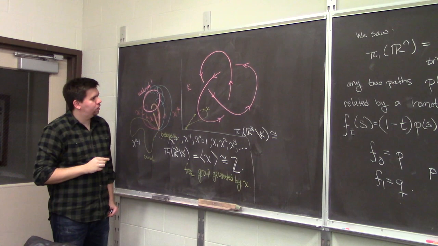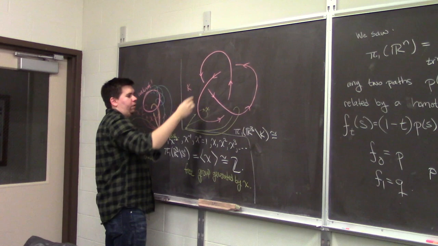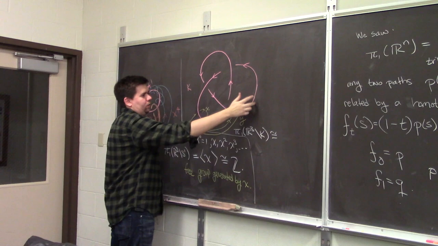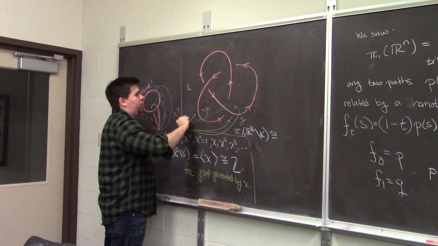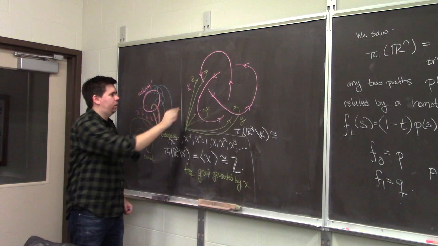Or I could go around and loop up with this other arc of the knot. So I'll call this arc Y. This is the loop Y looping around the second arc of the knot. Or I could connect with this third one, so it needs to go like this. I'll call that Z. And it's a loop with this kind of orientation.